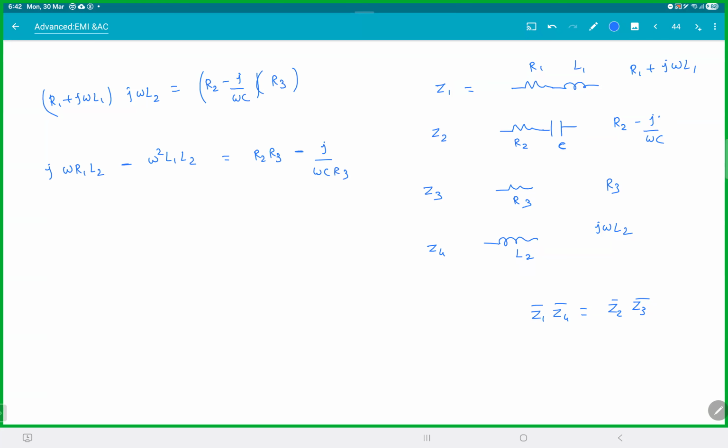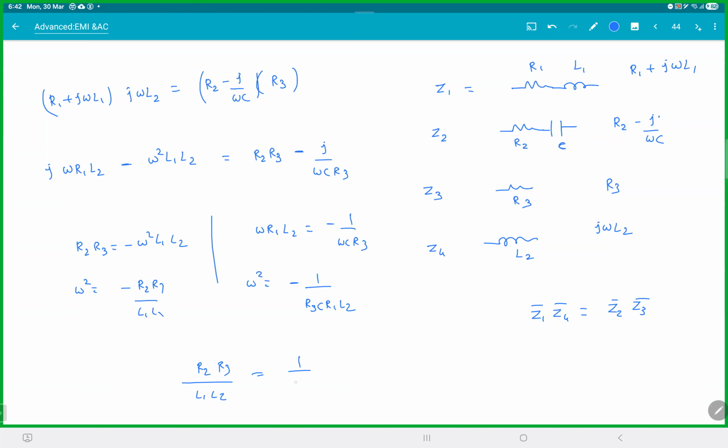Right, now the imaginary parts must be equal, real parts must be equal. So R2 R3 is equal to minus omega square L1 L2. And omega R1 L2 is equal to minus 1 by omega C R3. So from here we'll get omega square is equal to minus 1 by R3 C R1 L2. From here we get omega square is equal to R2 R3 by L1 L2. Then we equate them. R2 R3 by L1 L2 must be equal to 1 by R3 C R1 L2. So this would be the condition. Technically, this is how you solve and you get it. So if you satisfy that condition, it works. But this is wrong.